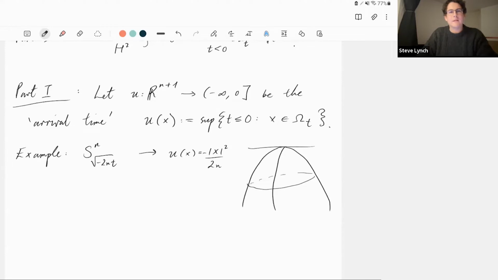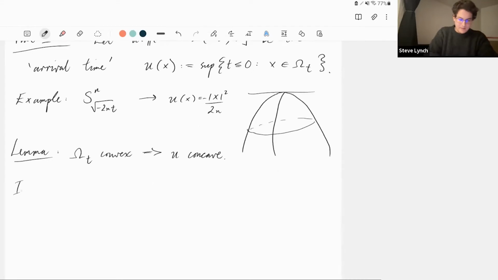And this turns out to be an extremely useful object for these convex ancient solutions because this function u is itself concave. So if all of these time slices are convex, then u is actually a concave function.